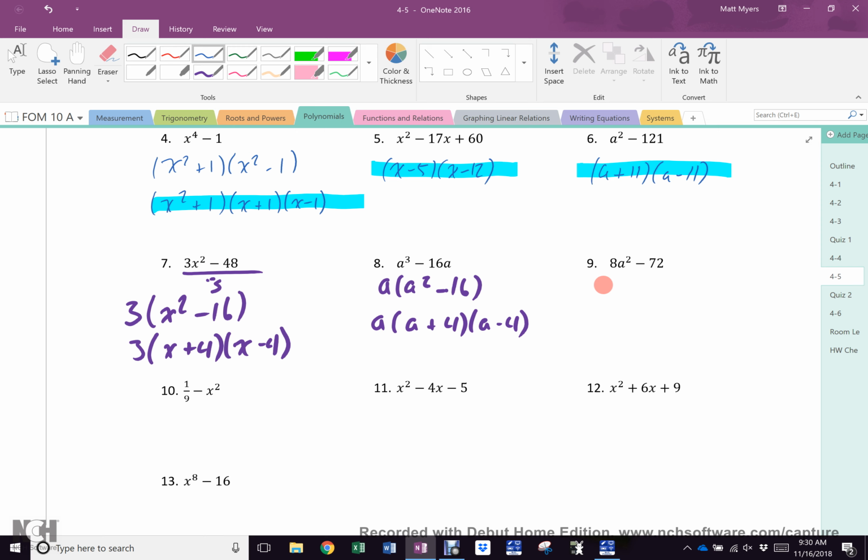Do I need to collect like terms though? Or is it only when I have something outside of that? No, that's done. That's beautifully done.